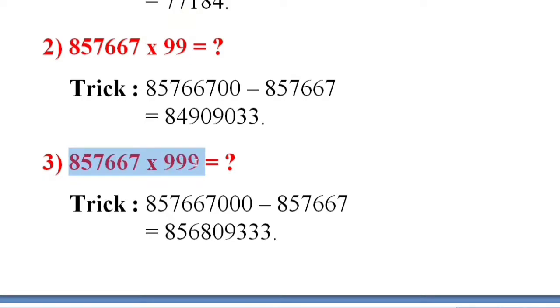857667 into 999 equals what? Write down 000 for 999 besides the original number, 857667 minus 857667 equals 85680933.